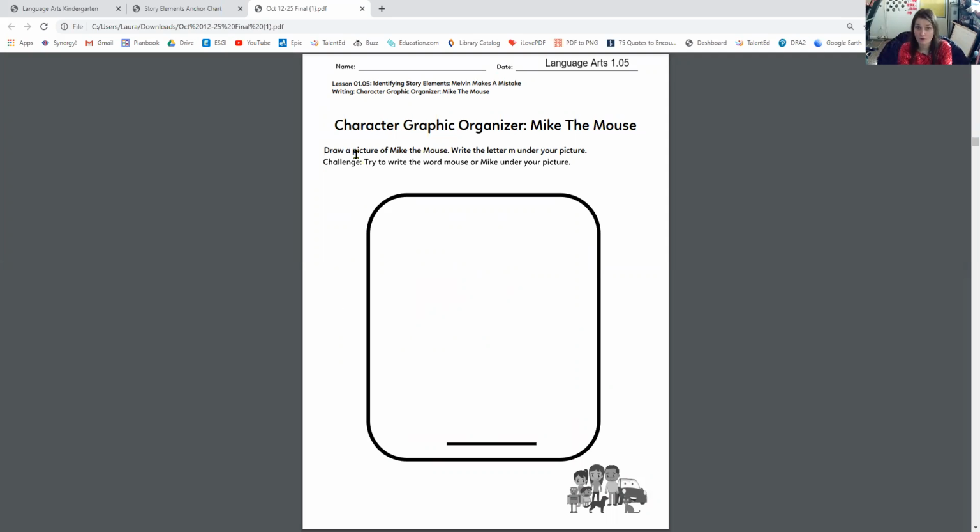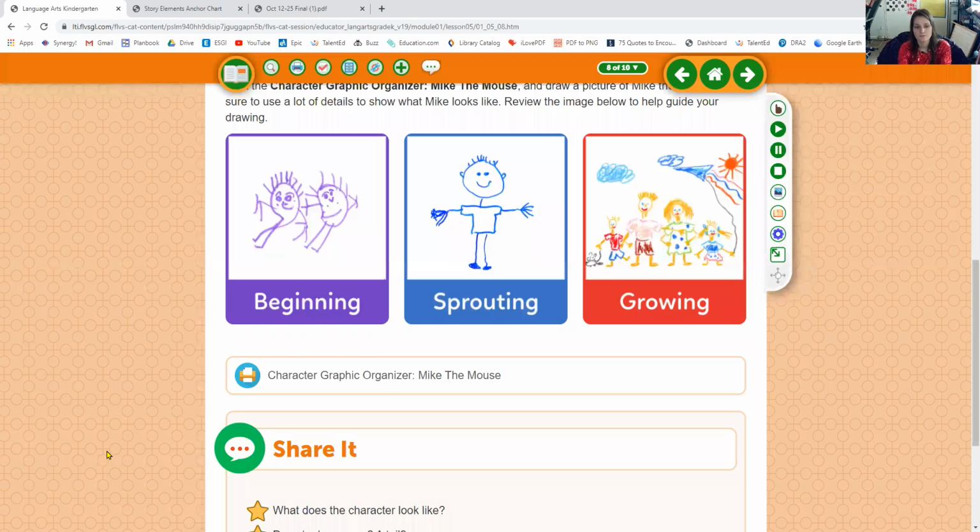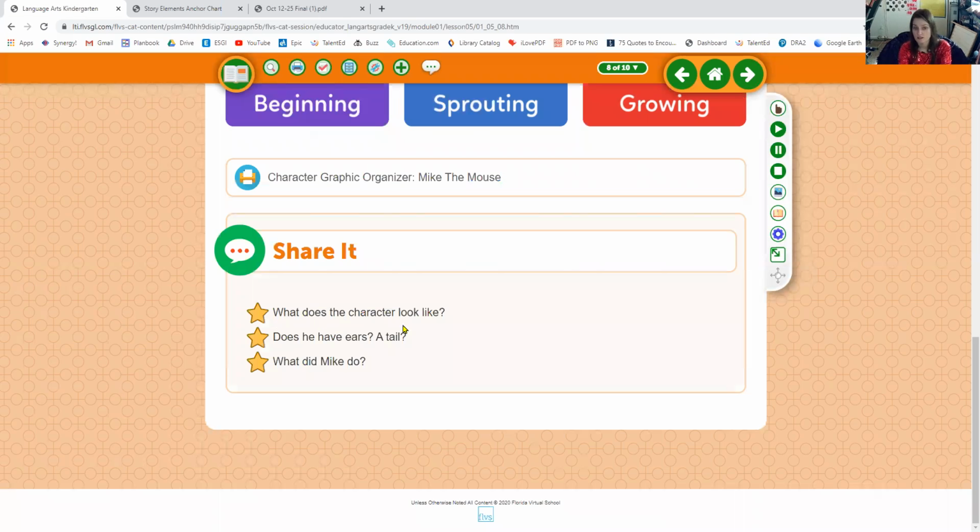And it says, for an extra challenge, you can write the word mouse or Mike under your picture. When you write the word under it, that's called a label. And that is going from just an illustrator to adding to be an author. We're starting to put the words in with our stories. All right. And so when you do it, make sure, what does the character look like? Does he have ears? Does he have a little tail? What did he do in that picture?